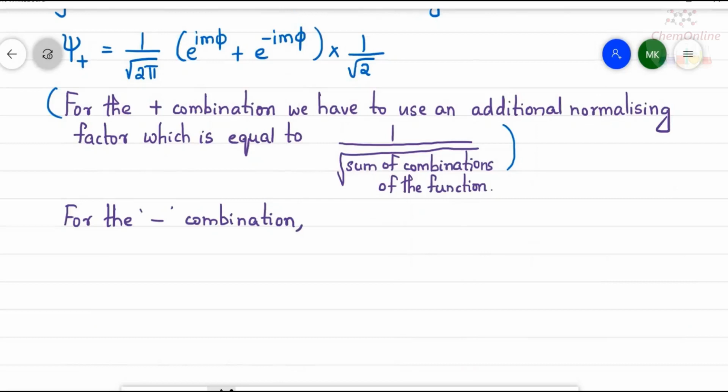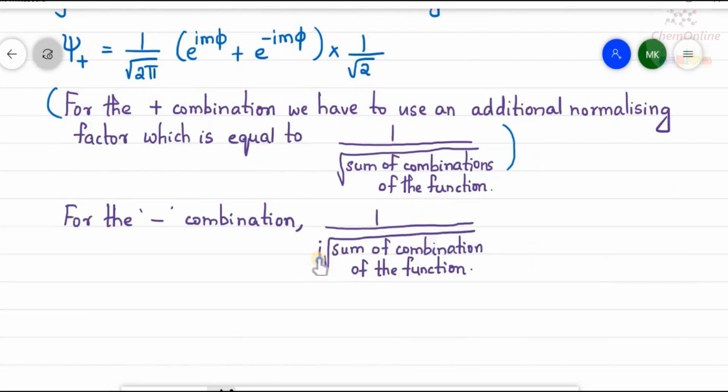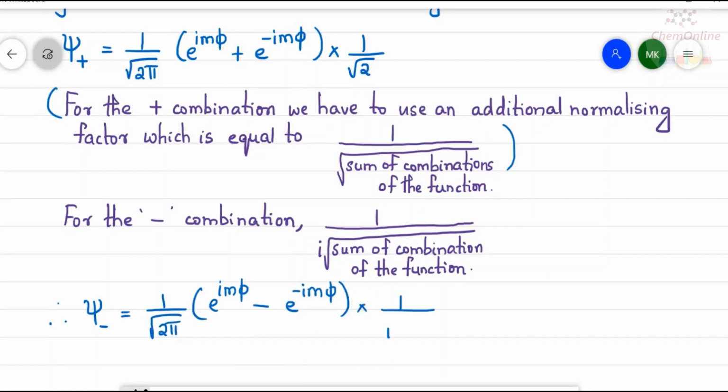For the minus combination, the additional normalizing factor is 1 by i into root of sum of combinations of the function. Therefore, xi minus can be written as 1 by root 2 pi, e raised to im phi minus e raised to minus im phi, into 1 by i into root 2.